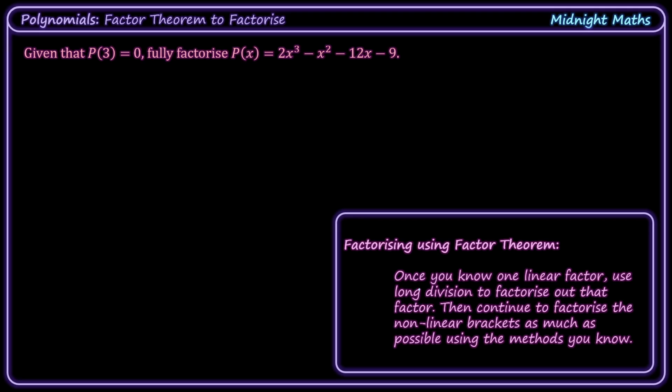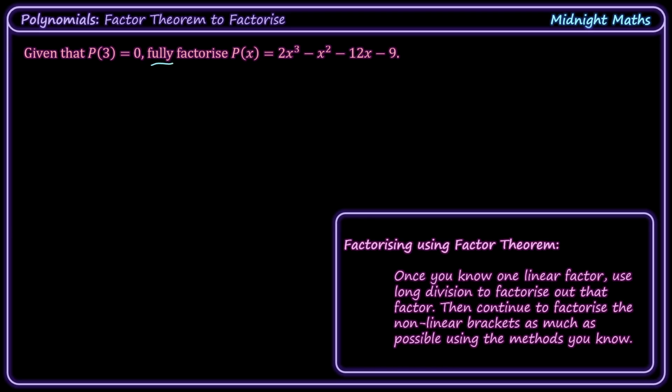So we've already done that a little bit when we learned how to do long division. But then you can actually sometimes continue to factorise when you're left with the non-linear brackets. So for example, if you're left with a quadratic, you can use the cross method to factorise, or difference of perfect squares, or completing the square, any of your factorising methods to continue to break down the non-linear brackets until you're fully factorised. Fully factorised means that it can't be factorised any further.